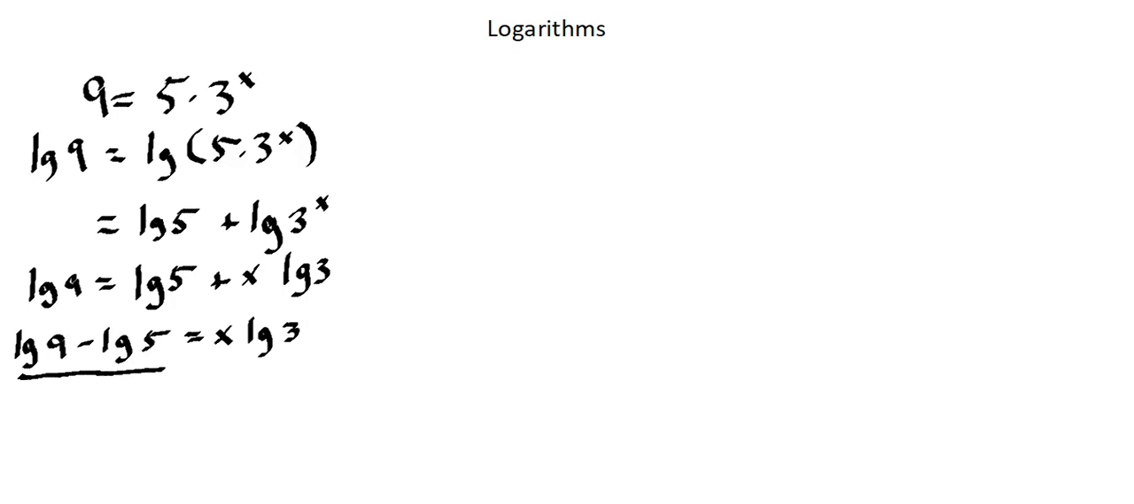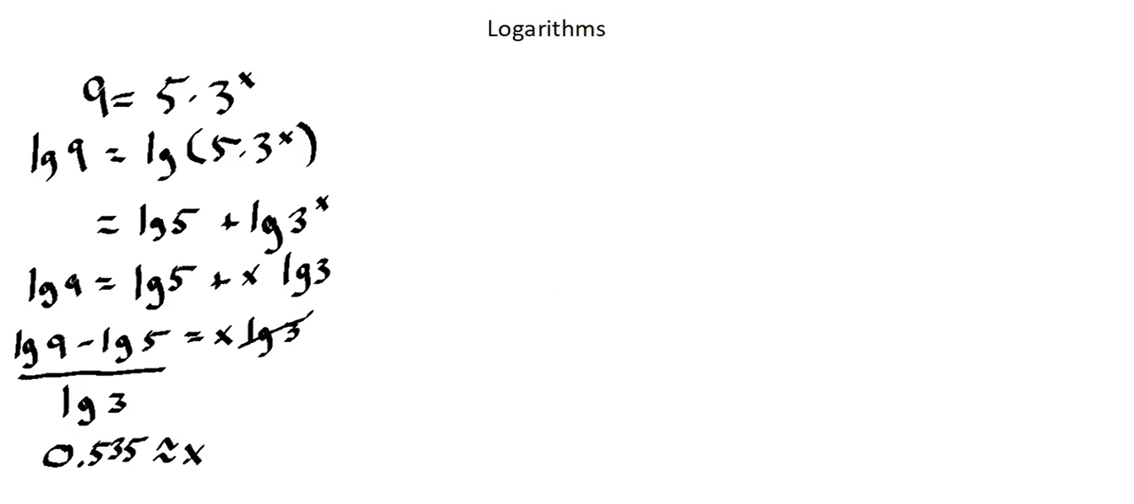I'll divide both sides by log 3. And now my solution is log 9 minus log 5 over log 3 equals x. And I can use my calculator to solve, and I get a value of approximately 0.535. 0.535 approximates x.